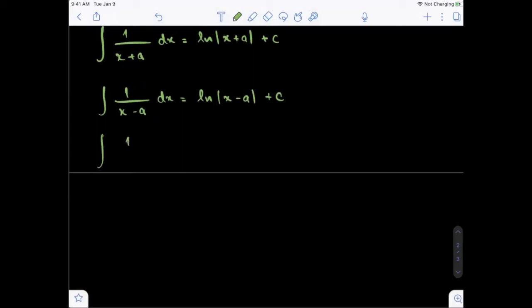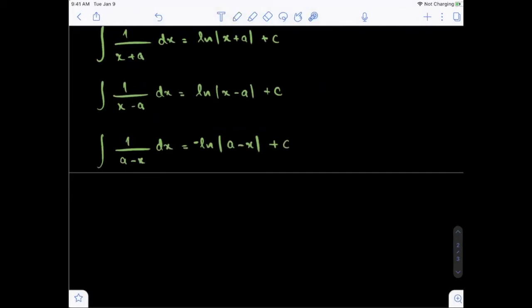And the integral of 1 over a minus x dx is equal to negative ln of the absolute value of a minus x plus a constant c. For this integral, the answer is negative ln of the absolute value of a minus x. And if you use substitutions, you will see why this is positive in this case, and why this is negative in this case.